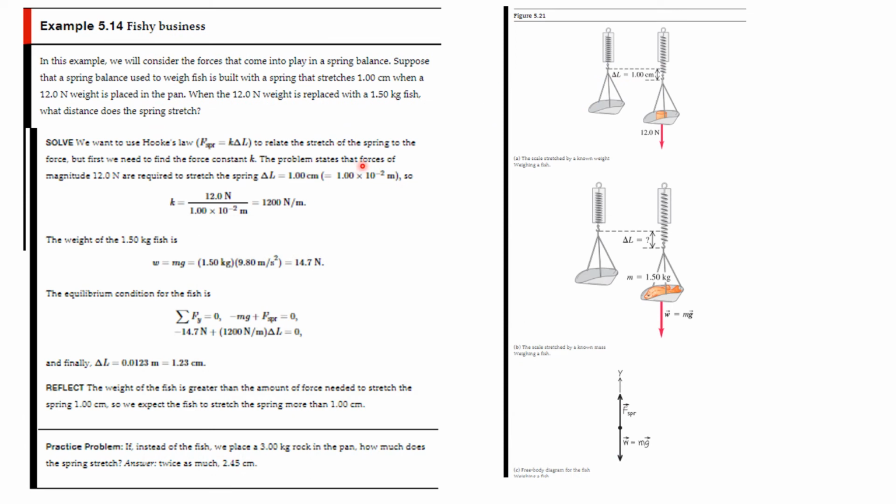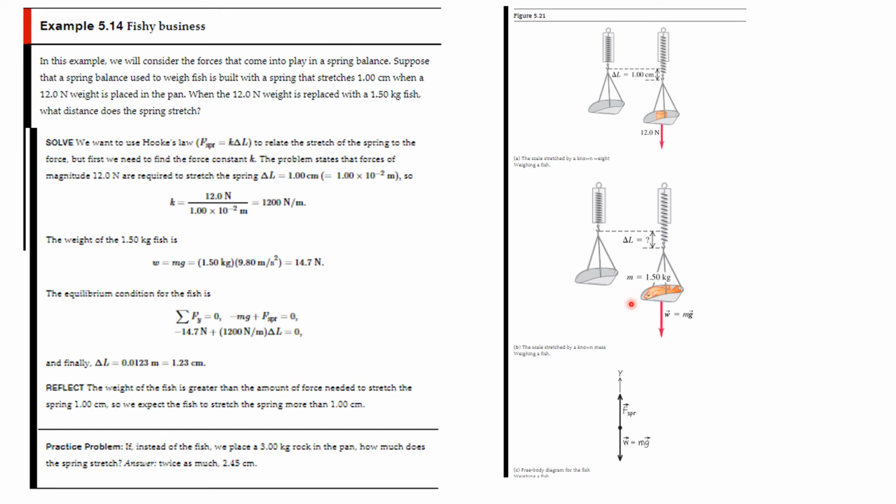So here we're going to talk about an example called fishy business. Here you have a spring that you're going to use to weigh something, and you're going to put some fish in this. The delta L, the length the spring changes when you put the fish in there, is going to be 1 centimeter. Suppose that a spring balance used to weigh fish is built with a spring that stretches 1 centimeter when a 12.0 Newton weight is placed in the pan. When the 12 Newton weight is replaced with a 1.5 kilogram fish, what distance does it stretch?